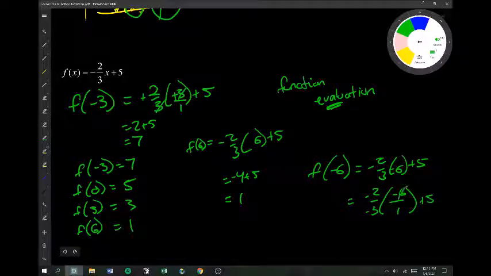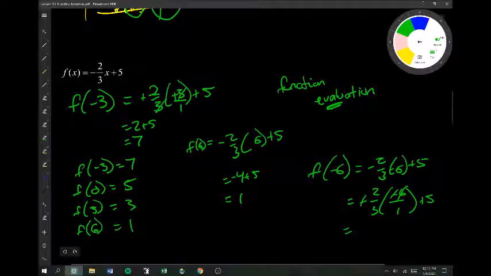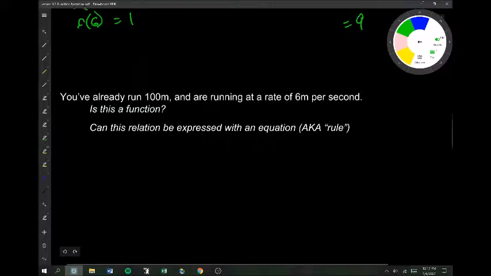Like here I plugged in a -6. Well, -6 divided by -3 is +2. Don't know why I have two negatives here. -6 divided by -3 is +2, and 2 plus 5 is 7. No, it's +4, and 4 plus 5 is 9. Okay, functions, inputs, outputs.